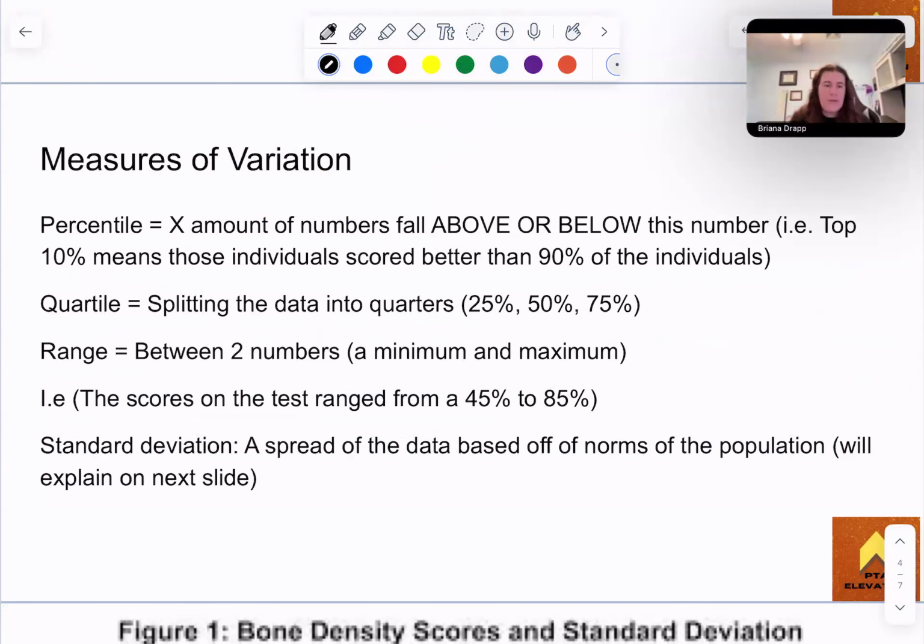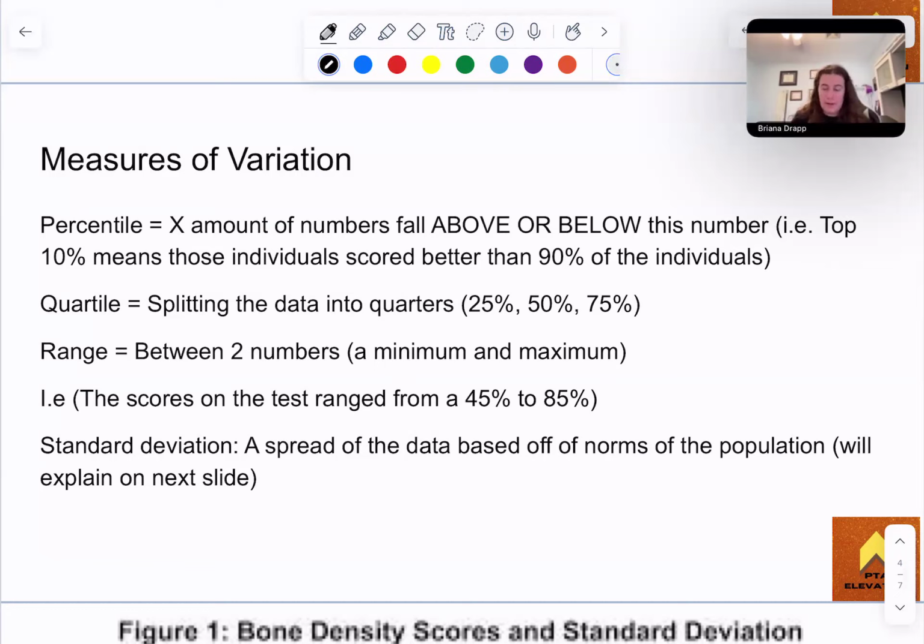And then we have another version of this, which is called measures of variation. So we have percentile, which means X amount of numbers fall above or below this number. So we would say the top 10% of those individuals scored better than 90% of the individuals.